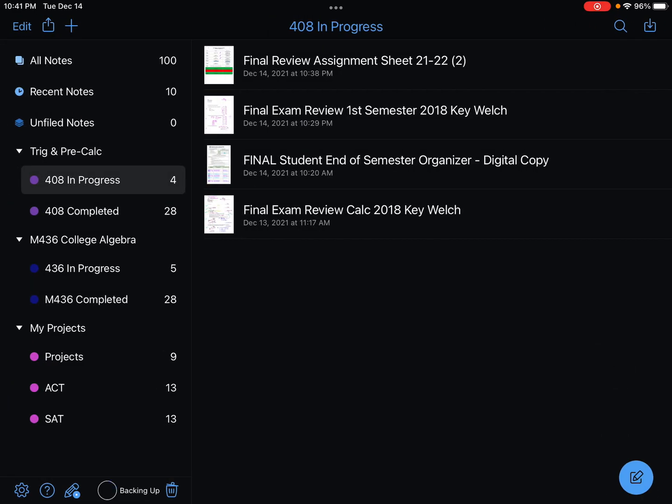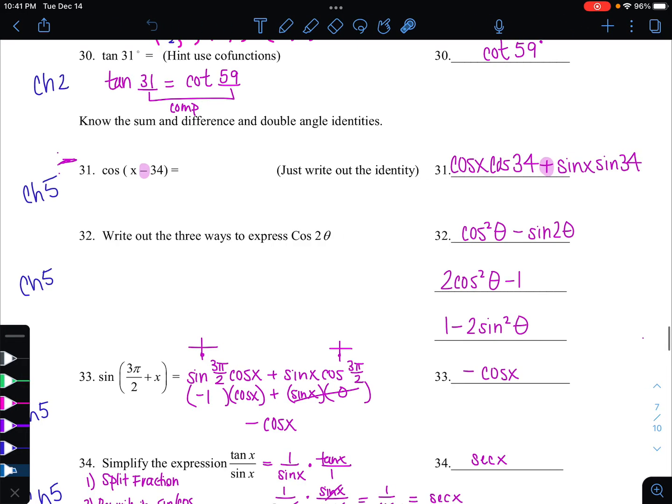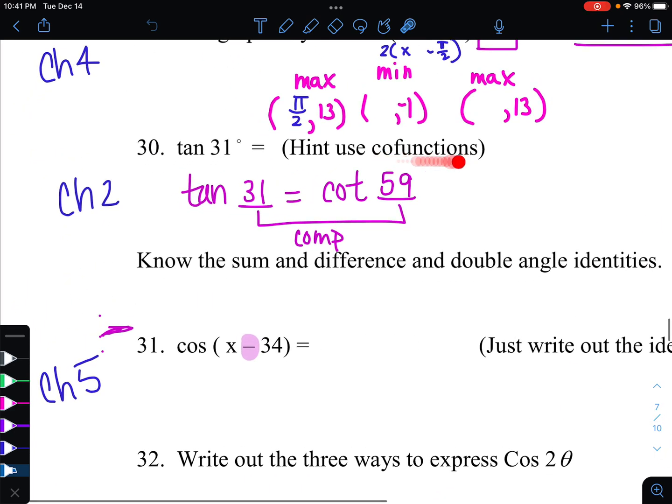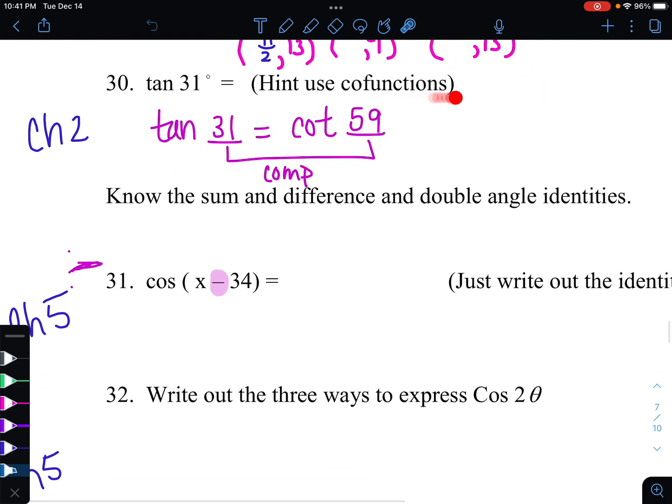So what I want to do is go through what you did for homework last night and make sure we touch on and clarify any questions. First thing I want to talk about are these co-functions. I know we did this on Monday, but just to touch on it again.